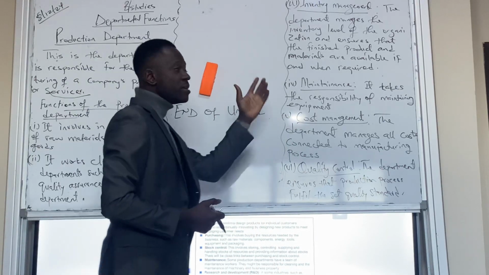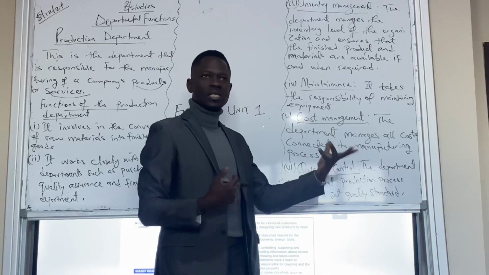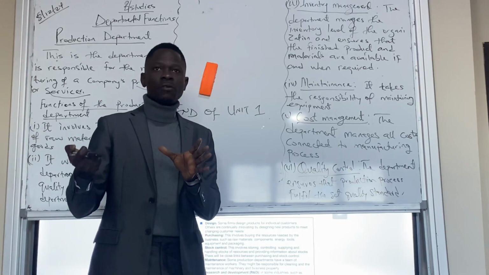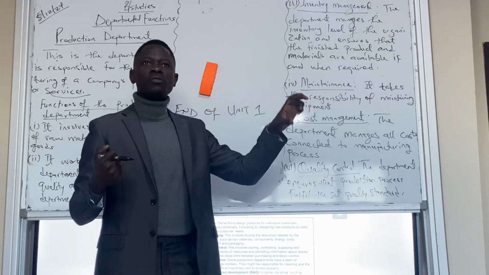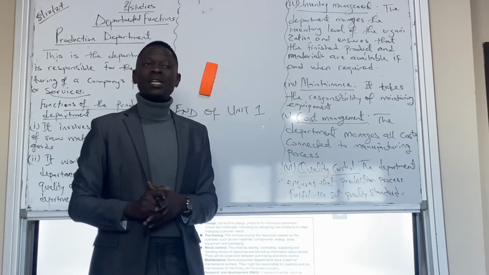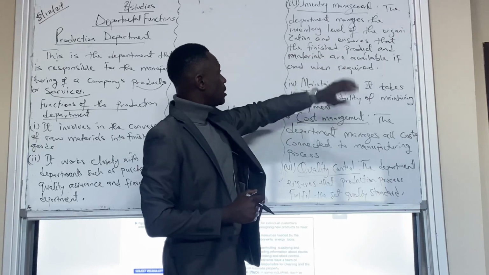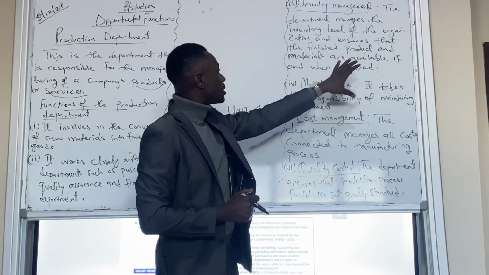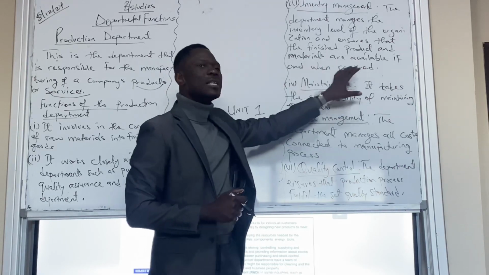Then the third one, inventory management. When we talk about inventory management, this is what we sell, what the company is selling. So the stocks, the components of raw materials needed, they are in charge to maintain and to ensure that they are always available. So I'm going to read it anyway. Inventory management. The department manages the inventory level of the organization and ensures that the finished products and materials are available if and when required.